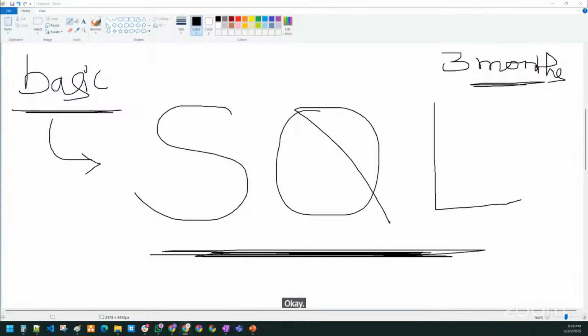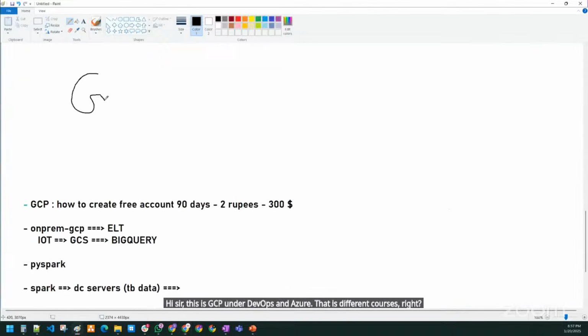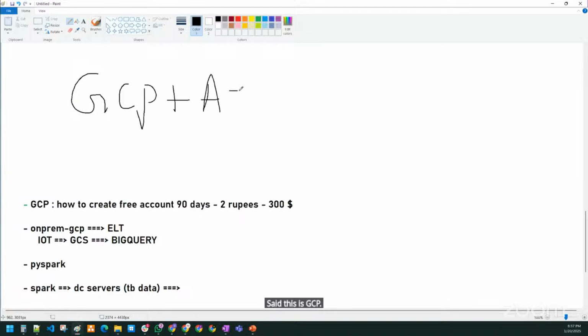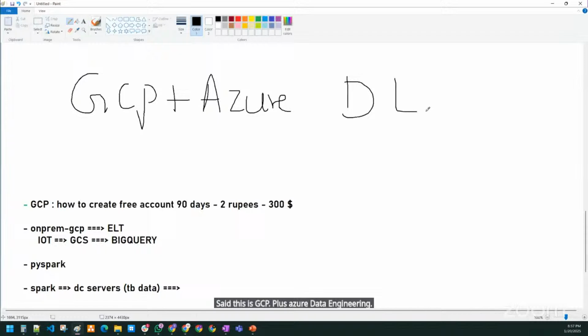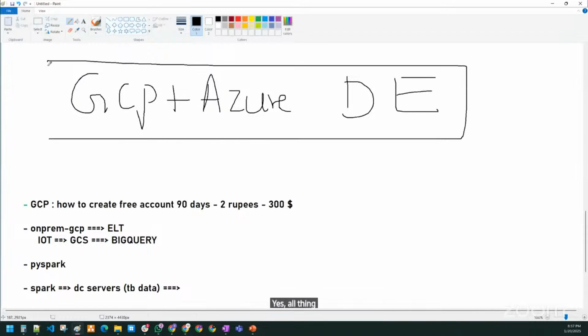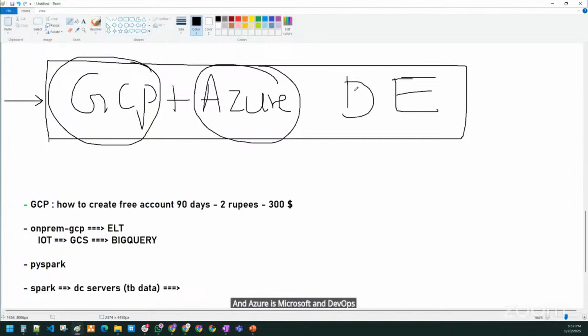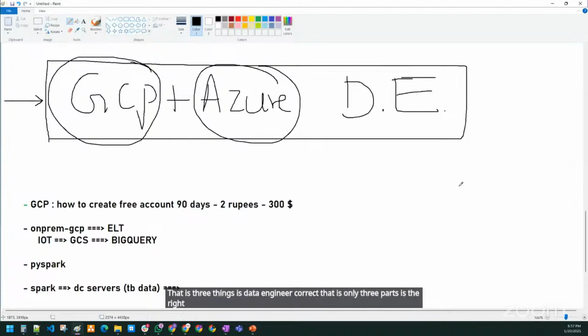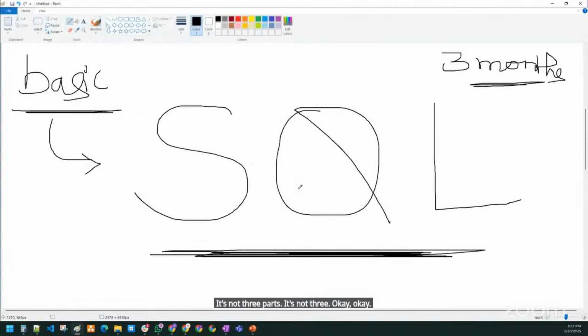Hi sir. GCP and DevOps and Azure are different courses, right? Sir, this is GCP plus Azure data engineering. There's no DevOps here. We are learning data engineering. GCP is Google Cloud and Azure is Microsoft. It's not three parts. Your understanding is different.